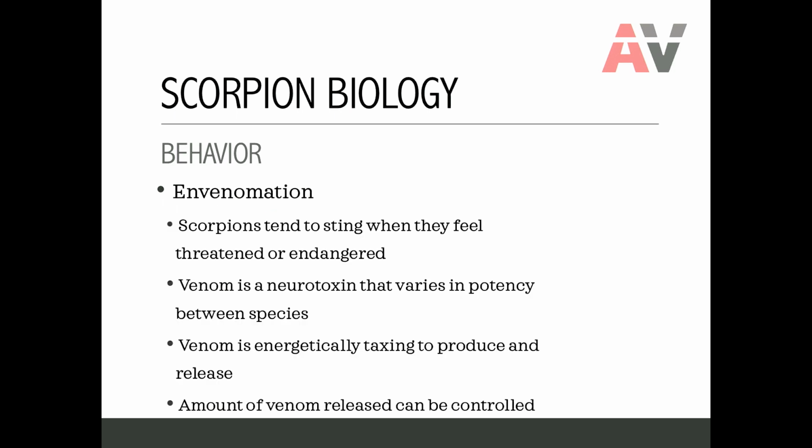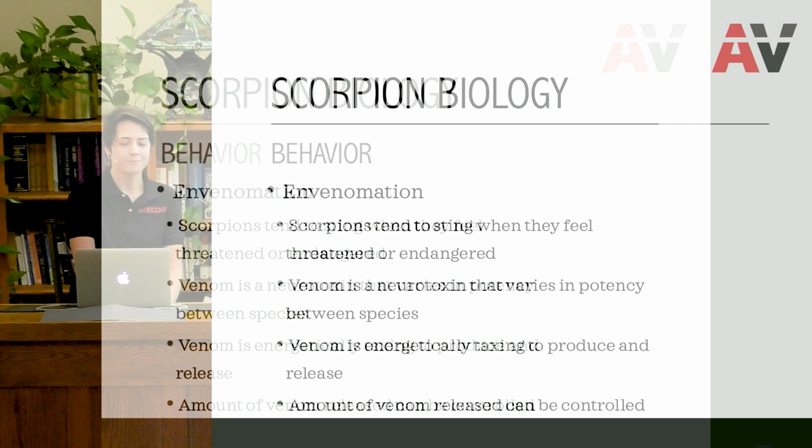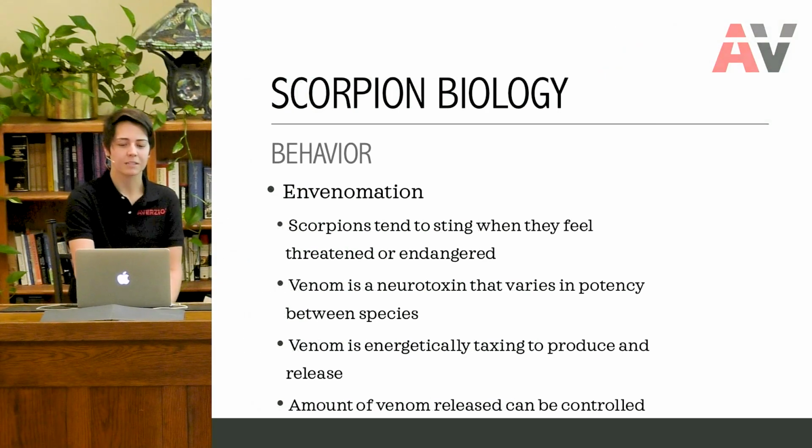All right, so on the topic of envenomation, scorpions only tend to sting when they feel threatened or endangered. And most scorpion stings actually only occur when the scorpion feels like it's about to be squished. So if it happens to be trapped in clothing or in a towel or something, maybe on the underside of an object that you go to pick up, when the scorpion feels like you're about to hurt it, that's when it's going to sting and defend itself.